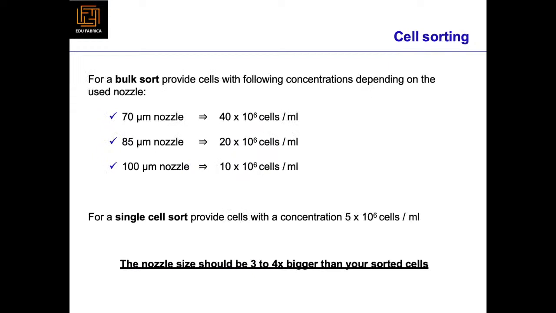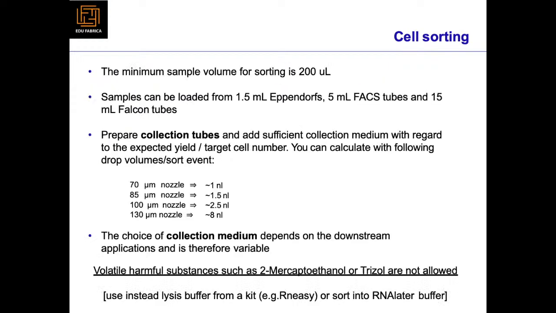Bulk sort will include 70 micrometer nozzle, 85 micrometer nozzle, and 100 micrometer nozzle. Single cell sort provides cells with a concentration of 5 x 10^6 cells per ml. The nozzle size should be 3 to 4x bigger than your sorted cell. The minimum sample volume for sorting is around 200 microliter, and samples can be loaded in 1.5 ml tubes, 5 ml FACS tubes and 15 ml Falcon tubes.